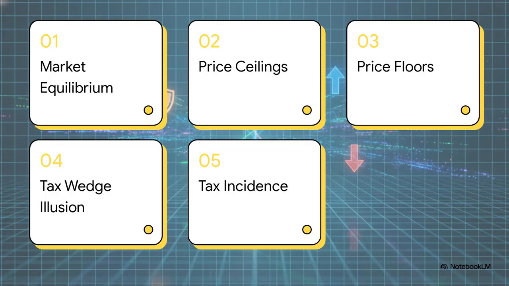Here's what is on the system diagnostics menu today. We'll start with market equilibrium, then move through price ceilings, price floors, the tax wedge illusion, and finally, tax incidence.